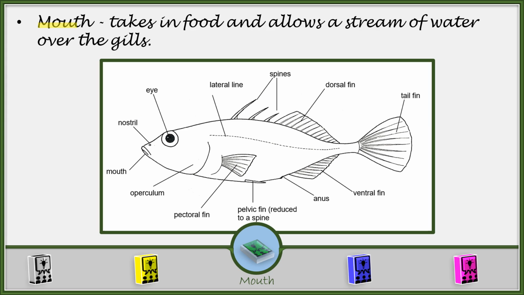The mouth takes in food and allows streaming of water over the gills. So we have the mouth here. It is responsible for taking in the food and also allowing the stream of water which will pass through the mouth and then go over the gills. Then it will pass out over the operculum.